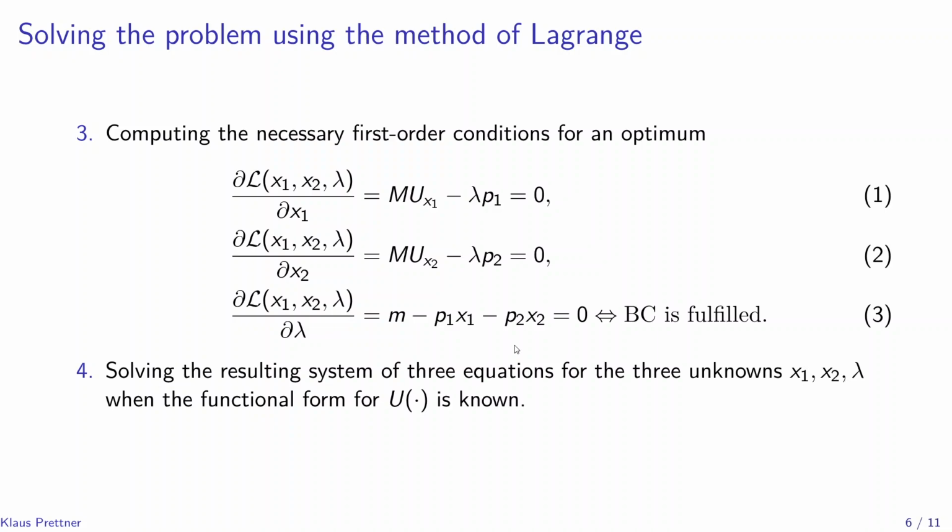So that means that we have altogether three equations in three unknowns, x1 and x2, the two choice variables, and the Lagrange multiplier, so the change in utility if the budget constraint is relaxed slightly. So what we could do in general is to solve the resulting system of the three equations for the three unknowns, and then we would get the exactly optimal choice for x1 and x2 and the associated level of the Lagrange multiplier.